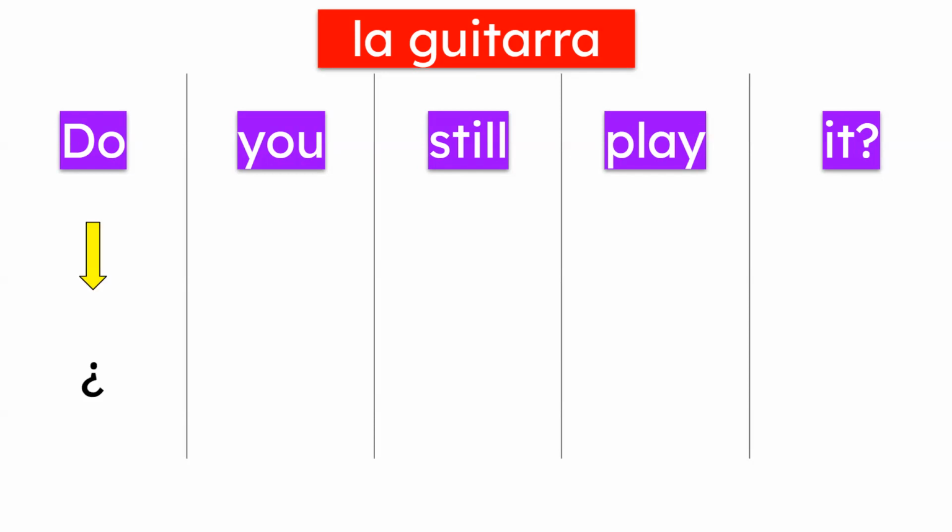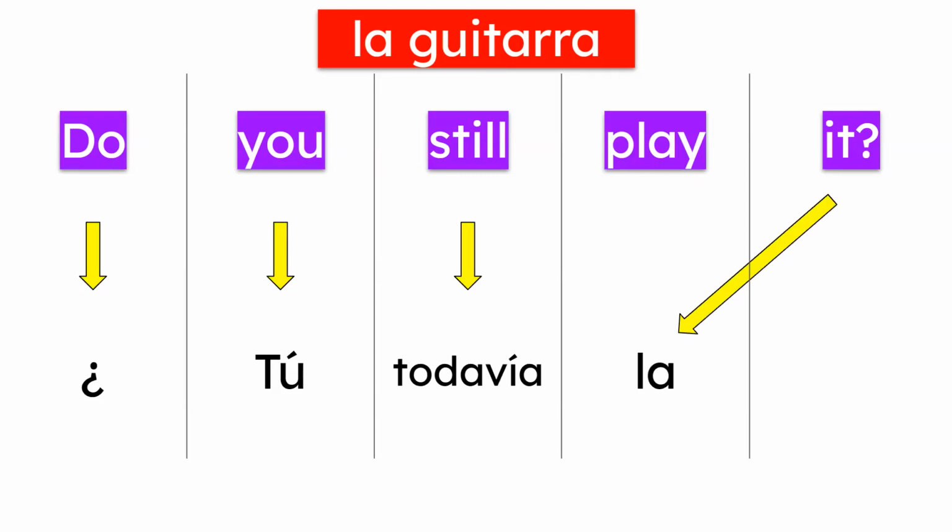Okay, we start with an opening question mark. You, tú, still. That's a word that we've been seeing in the last two lessons, so I'm sure you remember it. It is todavía, todavía, and it is referring to la guitarra, the guitar. So that would be la. That's right. And to play is tocar. That's right. ¿Tú todavía la tocas? Yeah, I remember when you were younger, you used to play the guitar, but are you still playing it? Do you still play it? ¿Tú todavía la tocas?